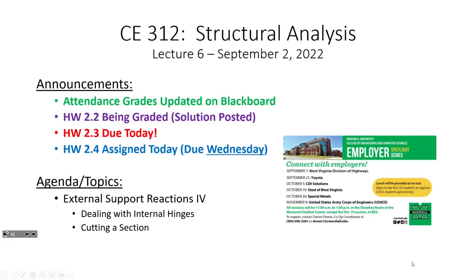Homework 2.2 is still being graded. I just got my TA live on Blackboard, so he's going to chip away at that, and probably homework 2.3 this weekend to get that ready for y'all for Wednesday. But the solution should be available for homework 2.2, so you can review that.